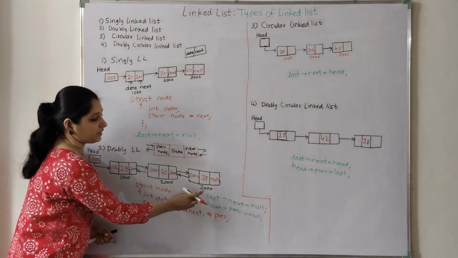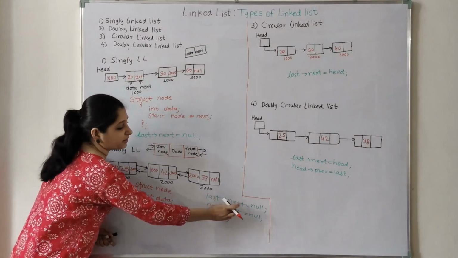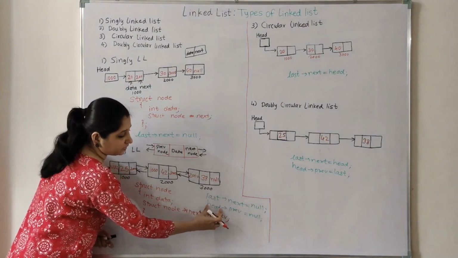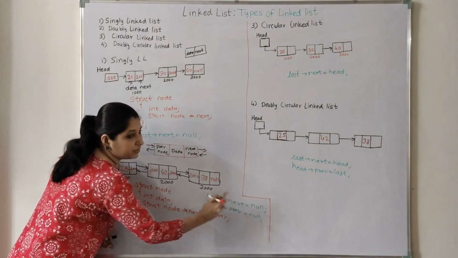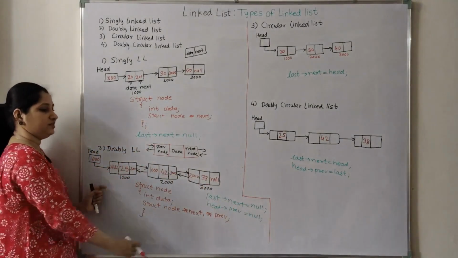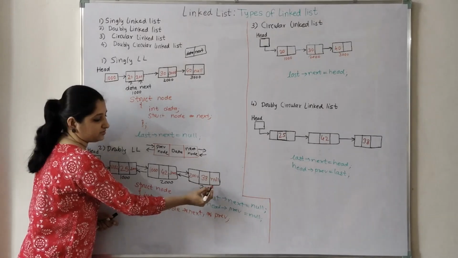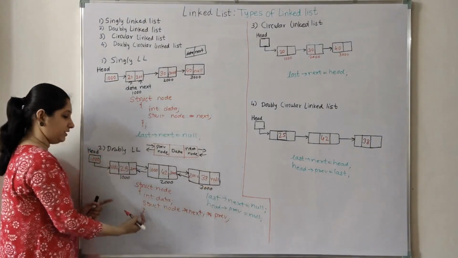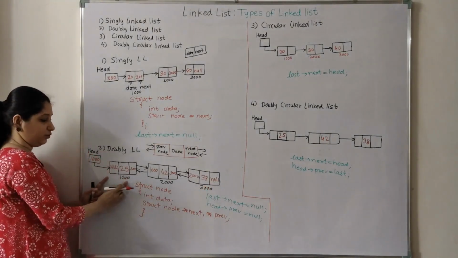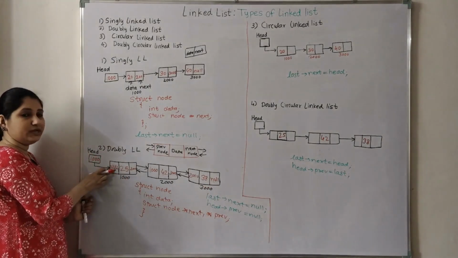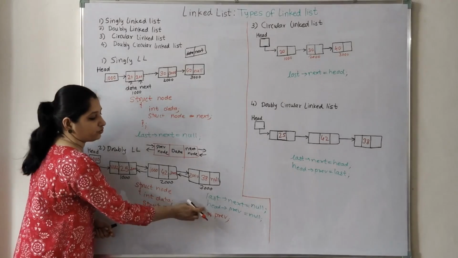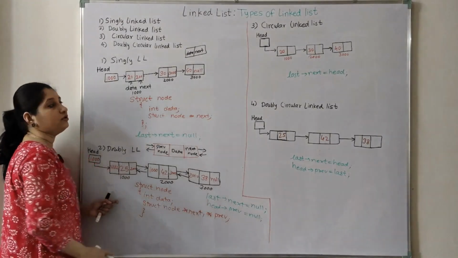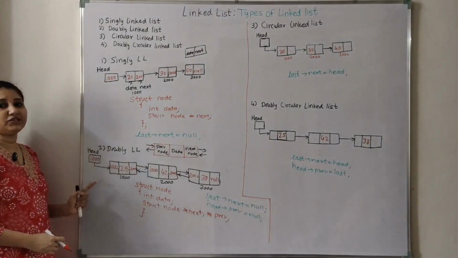And we are writing that the last node's next part will be null, and the head node's previous node will be null. So in that case, you can see this last node's next part will be null, and this is our head node, and the head node's previous node will be null. So you have to write it down this way. So this is for the singly linked list and doubly linked list.